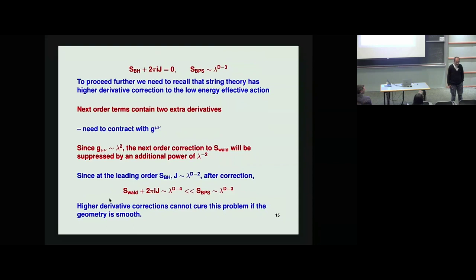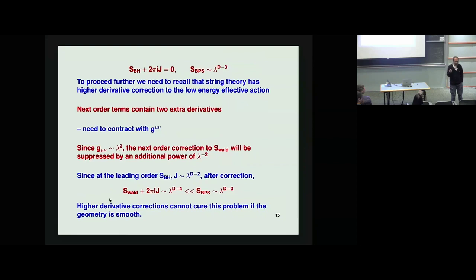Yes. So SBH is non-zero. But J is the angular momentum. But it's imaginary. We are working in the Euclidean space with imaginary parameter. But it's the rotational parameter of the black hole, right? So I have mass, charge, angular momentum. But SBH plus 2 pi ij is 0.